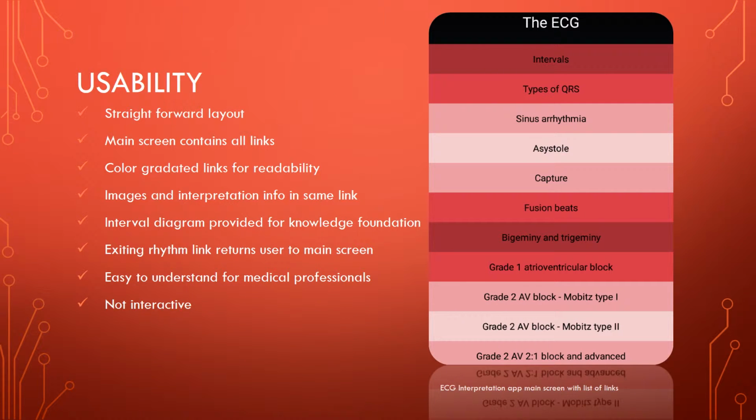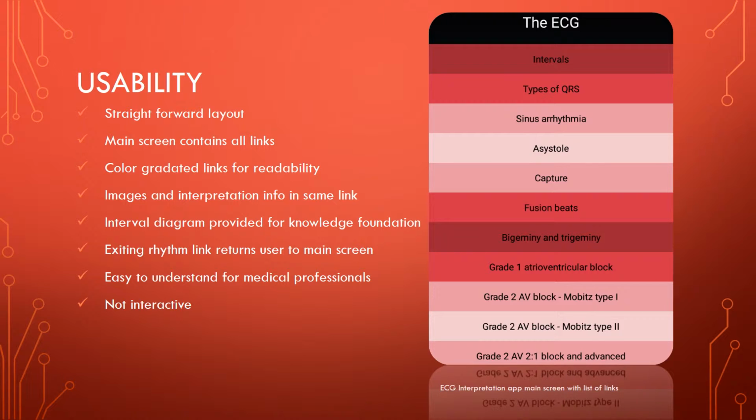The ECG interpretation app has a straightforward layout that makes it easy to use, and learning how to navigate through the application is instantaneous. The main screen provides a simple list of links to each rhythm. These links are located on color-gradated bars, making each link easy to read. Each link provides an image or diagram of the corresponding rhythm, and descriptions are located by scrolling down. The first link provides a labeled diagram of the intervals in a complete sinus cardiac cycle, giving the user a foundation on which to build while interpreting the subsequent arrhythmias.